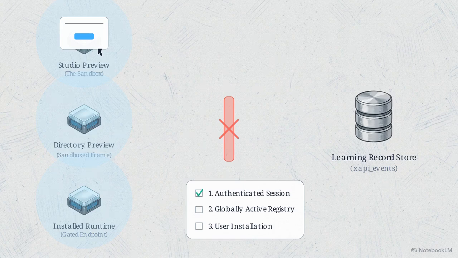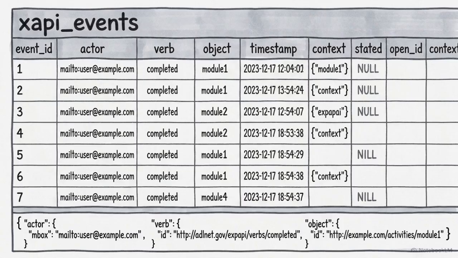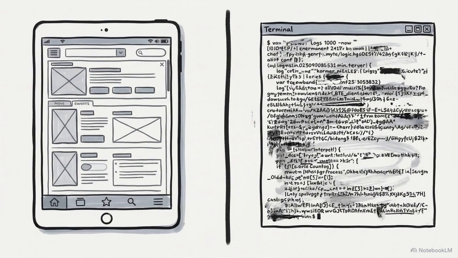To reach this state, 3 conditions must be met. The user must have an authenticated session, the plugin must have a globally active registry status, and there must be a personal installation record for that specific user. Only after all 3 conditions are verified by the gatekeeper endpoint are valid payloads finally written to the xAPI events database table. Structurally decoupling visual rendering from data persistence is the only secure way to allow the public preview of community-generated tools on an enterprise platform.